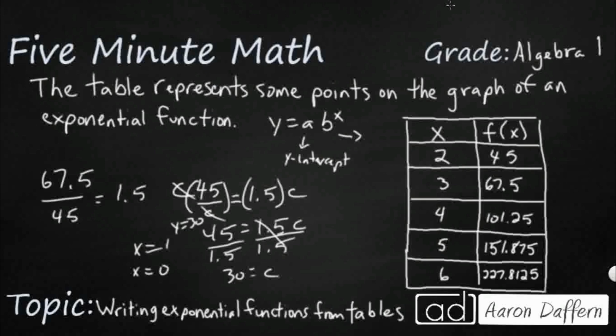Then let's do that same thing. Let's take our 30 divided by 1.5, and that's going to get us 20. That's what happens when x equals 0. So that is my a. So y equals 20 times my growth factor, 1.5, to the x. That is my function.